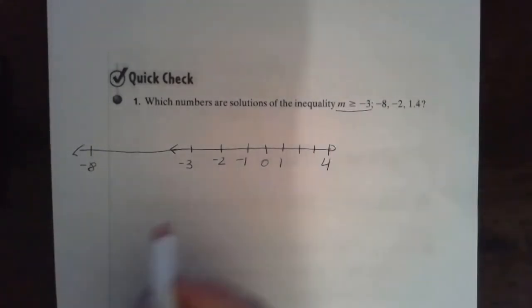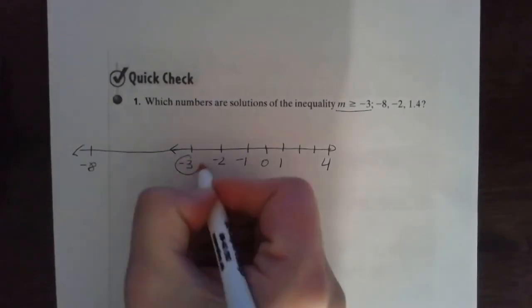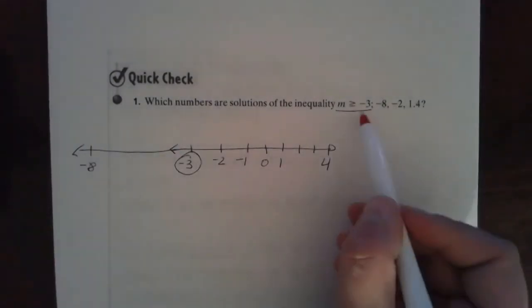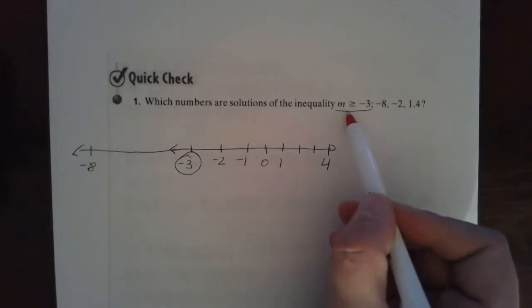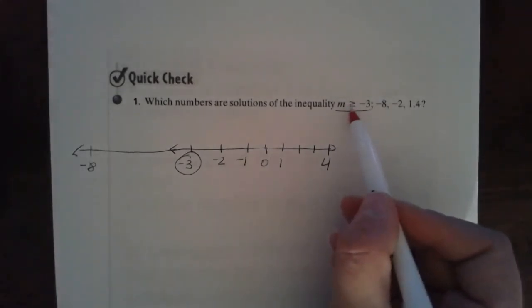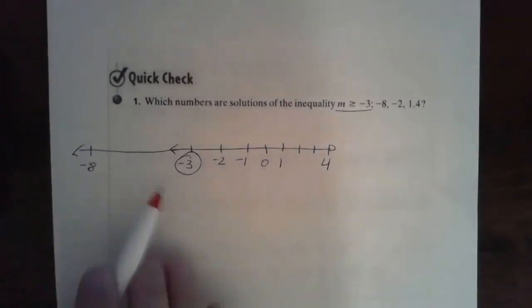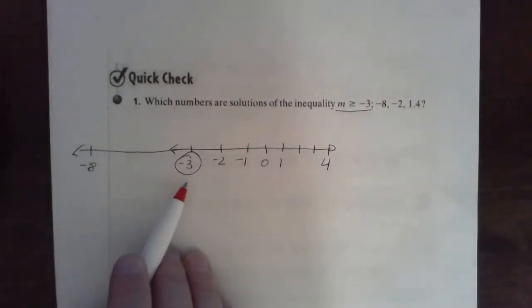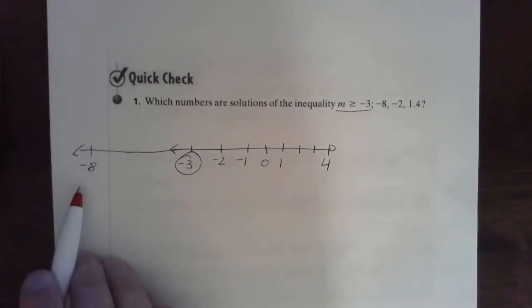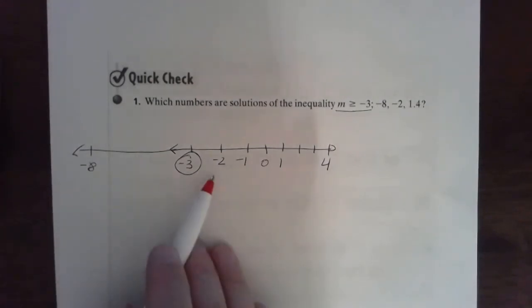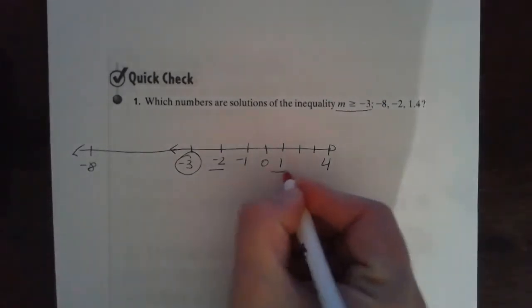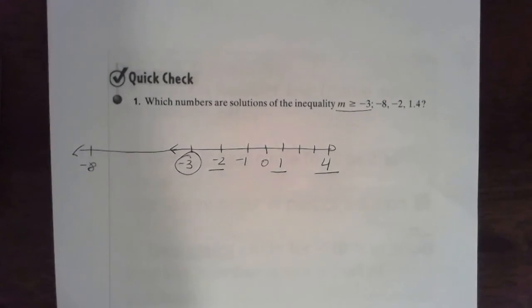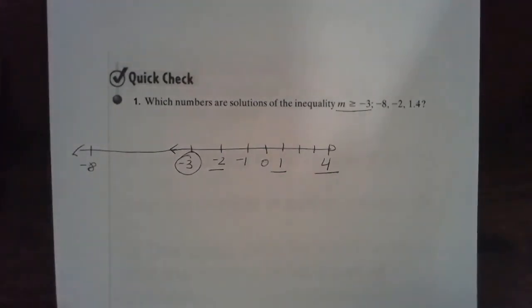So let's see. This is my important number because that's the one in my inequality. So let's see which numbers lie to the right, because this is greater than, to the right of my number of interest. Definitely not -8, but -2 does. 1 and 4. -2, 1 and 4 should be my solutions. Hope it went well.